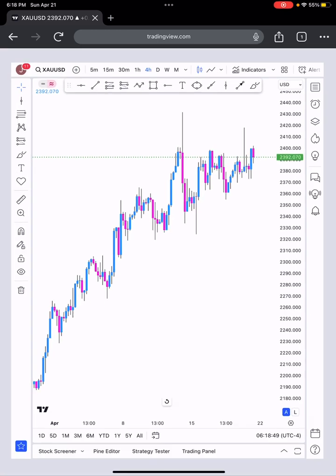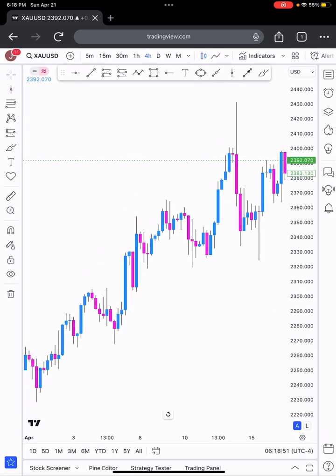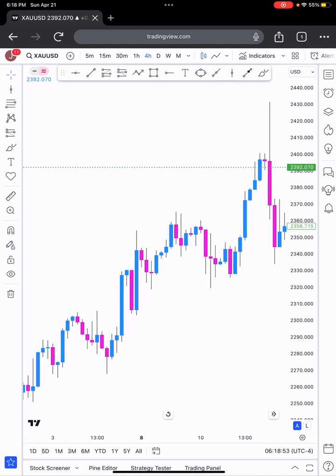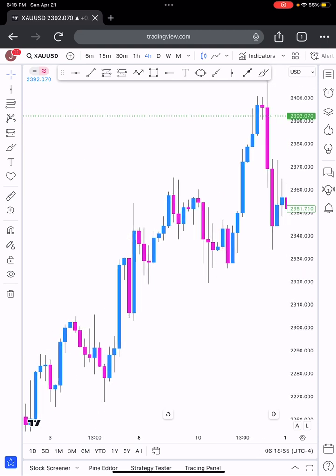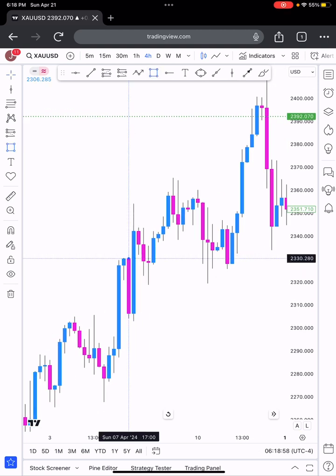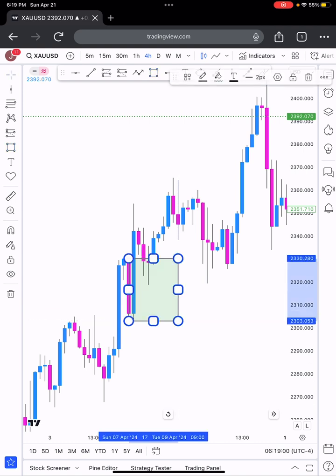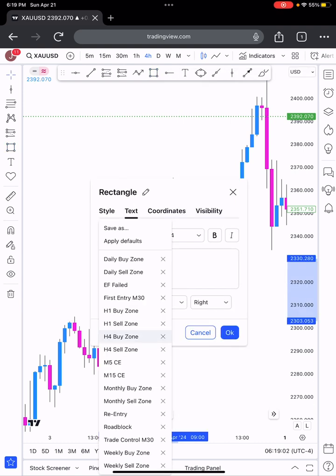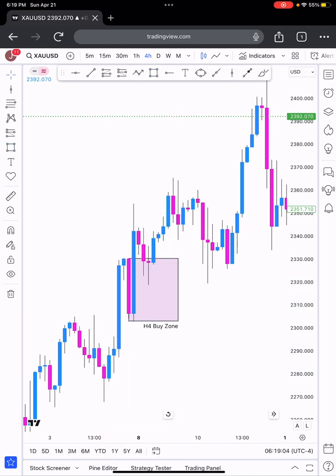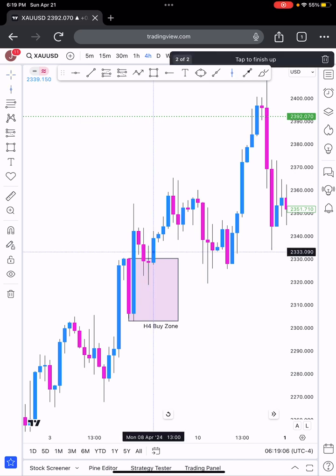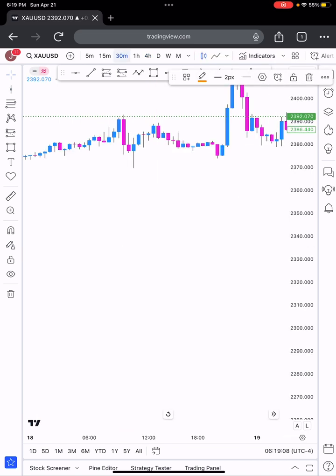So let's do this again. Let's see if we can find another example. Okay, let's try this example here. This is an engulfing buy. H4 buy zone. Okay, go to M30.